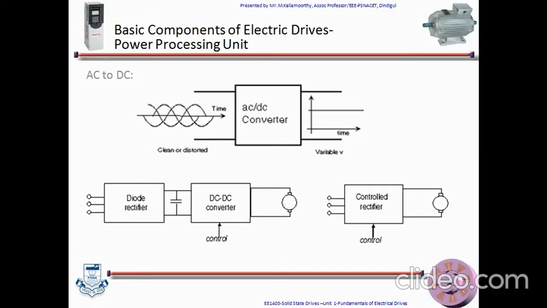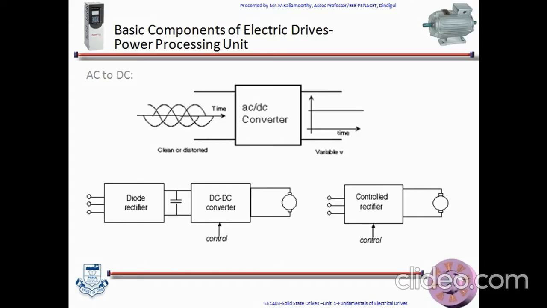Here I have two options to get a variable DC supply. One is that the AC supply is converted into a DC supply by using a diode rectifier, and the DC output of the diode rectifier can be given as an input to the DC to DC converter. By properly controlling the duty cycle of the DC to DC converter, I can get a variable output supply across the armature terminals of a motor.